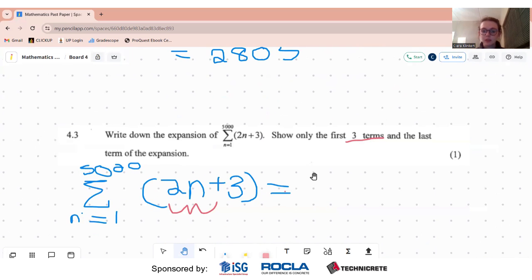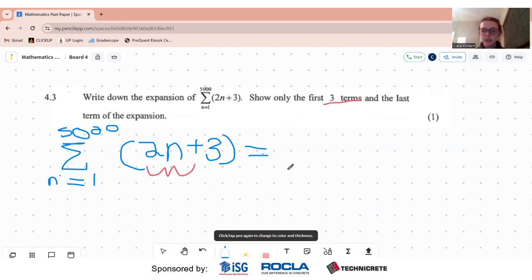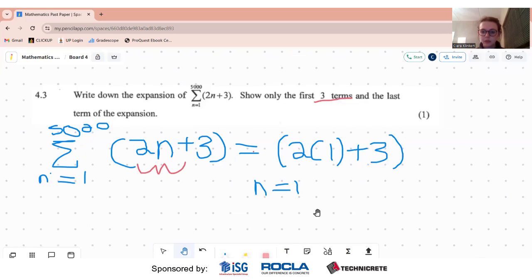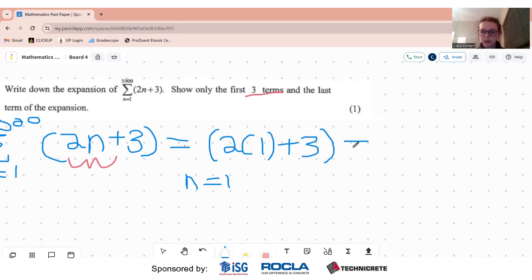Now we are dealing with 2n plus 3, but it's fine. To calculate the first term in this series or sum, do you agree that's going to be for n is equal to 1? So to calculate this first term, I'm going to substitute 1 into the formula: 2 times n, which in this case is 1, plus 3. Okay. Then I need to do the first 3 terms. So I say plus the next one is going to be at position 2, so I put 2 in the place of n in the formula.